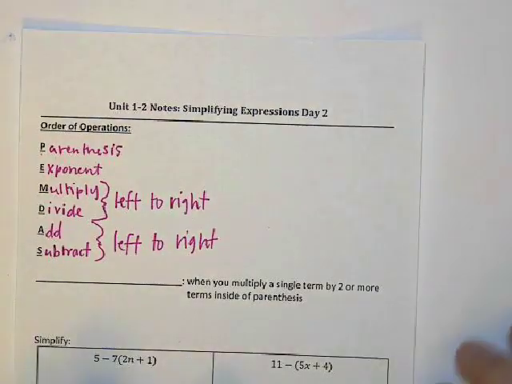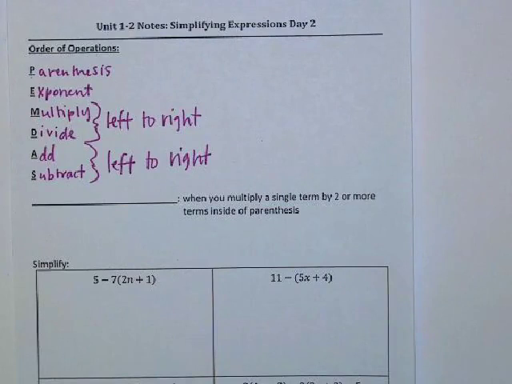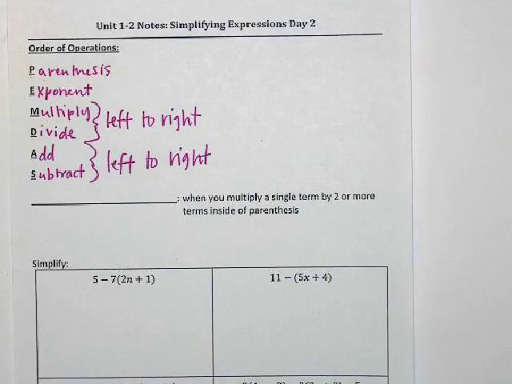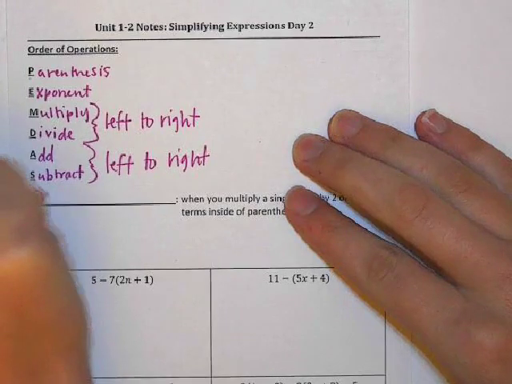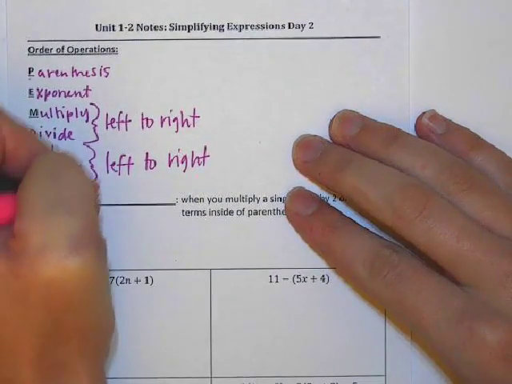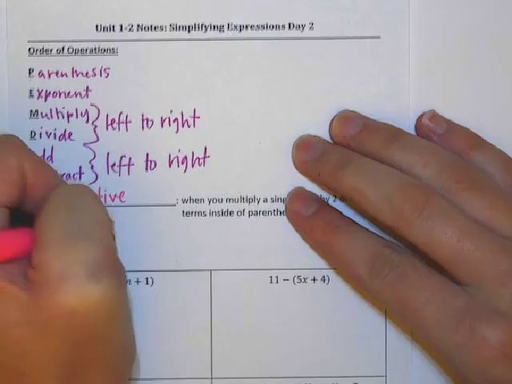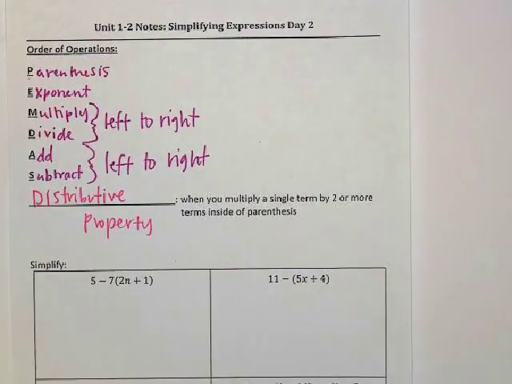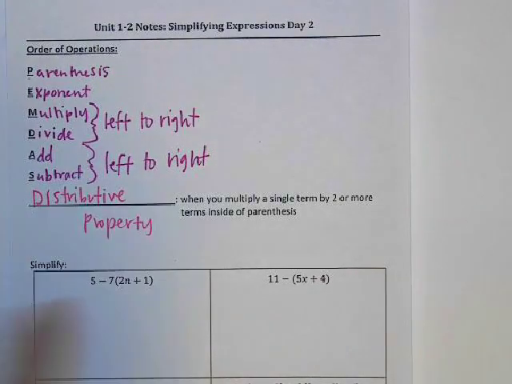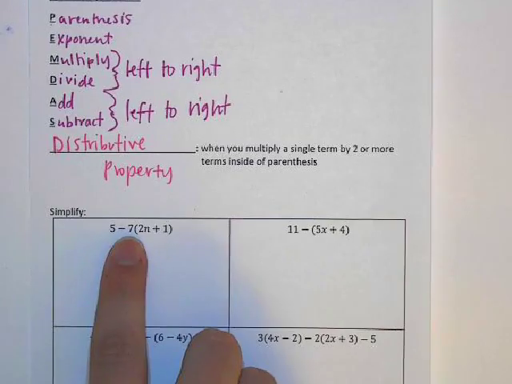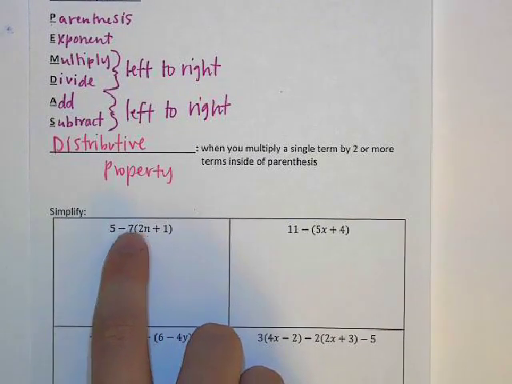Okay? All right, the blank says, blank, when you multiply a single term by two or more terms inside of parentheses. Okay, it's really confusing, but I'm going to talk about it more in just a second when we do an example. This is called the distributive property. Okay, have y'all heard of distributive property before? Anybody?